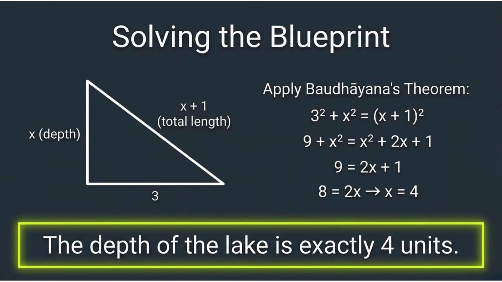Expanding the right side gives us 9 plus x squared equals x squared plus 2x plus 1. Simplifying that leaves us with 8 equals 2x and dividing by 2 gives us x equals 4. The depth of the lake is exactly 4 units. And with that elegant solution, we can truly appreciate the incredible, enduring power of this ancient mathematics.